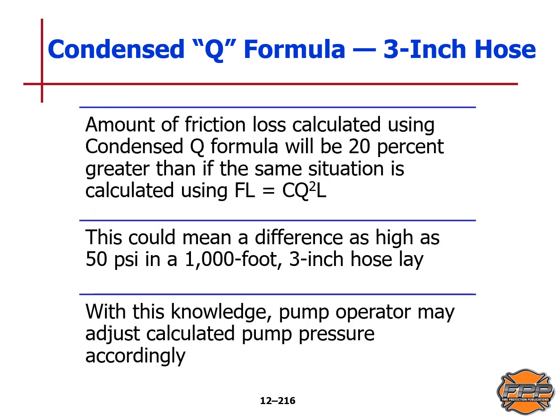Okay, let's review the condensed Q formula for 3 inch hose. The amount of friction loss calculated using the condensed Q formula will be 20% greater than if the same situation is calculated using the FL equals CQ squared L. This can mean a difference as high as 50 psi in a 1,000-foot 3 inch hose lay. With this knowledge, the pump operator may adjust calculated pump pressure accordingly.